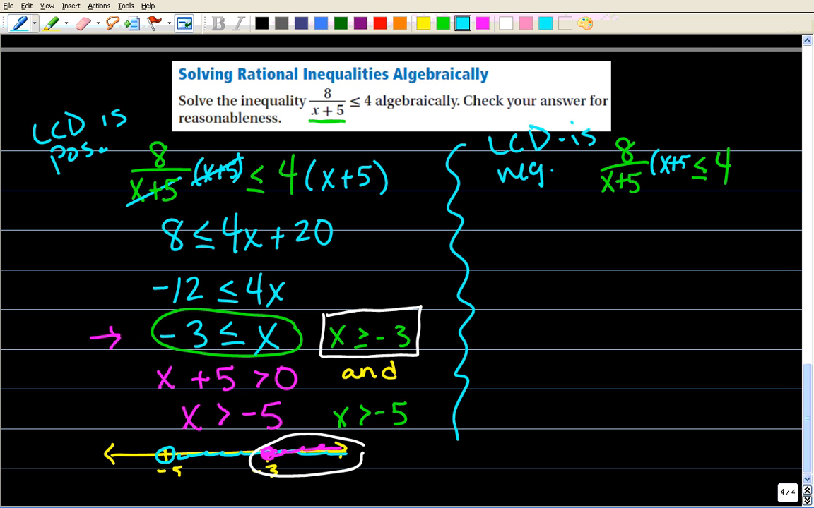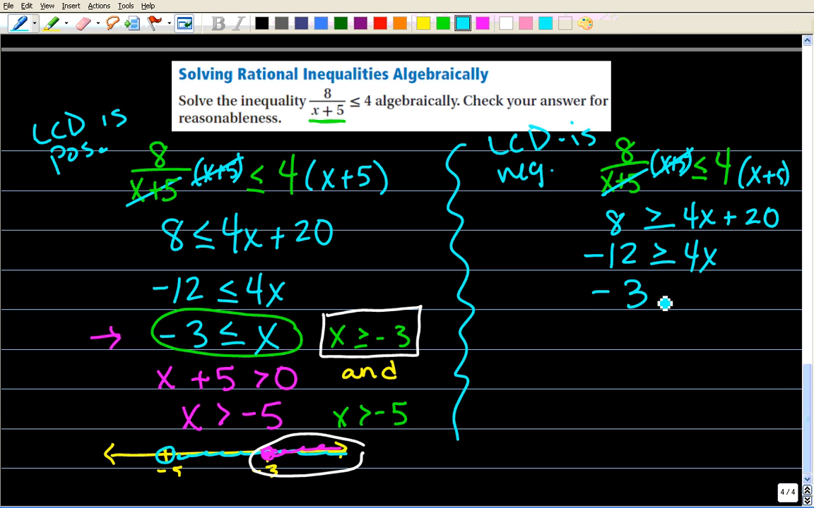This time, remember, when we multiply or divide by a negative number when we're looking at inequalities, we switch the direction of the sign. So these two things will still cancel, and we'll be left with 8, but now it will be is greater than or equal to 4x plus 20. Subtract the 20, we get negative 12. It's greater than or equal to 4x. So divide by 4 and you get negative 3 is greater than or equal to x.